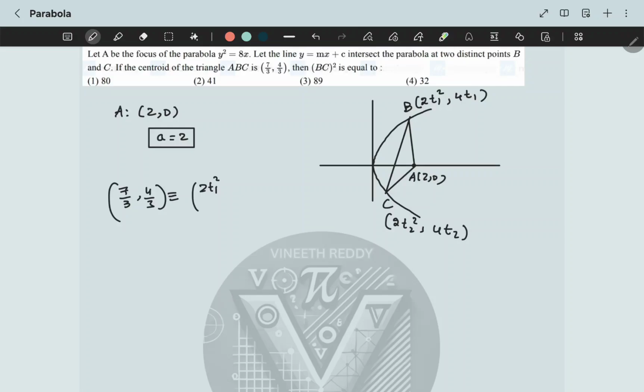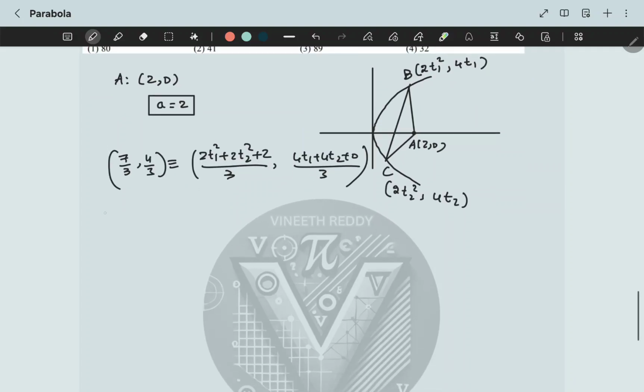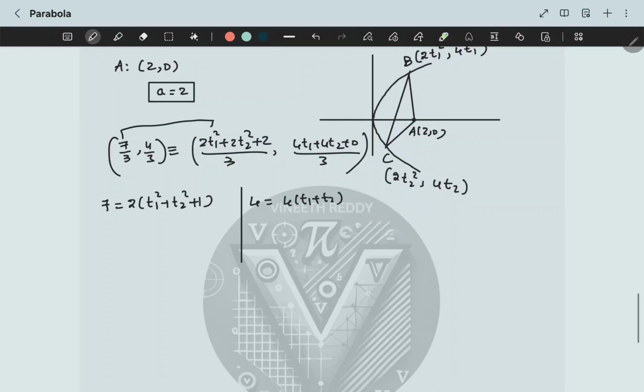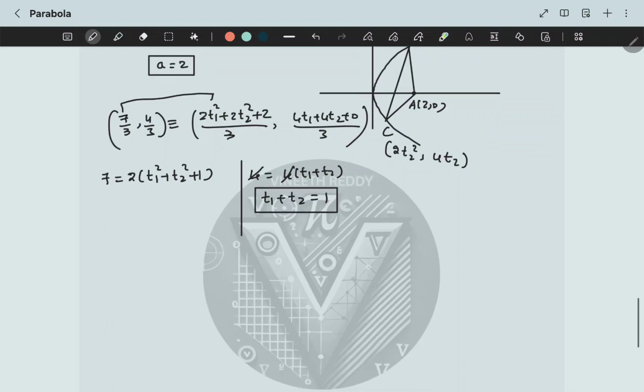The coordinates of the centroid will be (2 t1 square plus 2 t2 square plus 2) divided by 3 comma (4 t1 plus 4 t2 plus 0) divided by 3. That means we can say 7 should be equal to 2 times (t1 square plus t2 square plus 1). I hope you have understood this. I'm just comparing these two. Denominator 3 gets cancelled and 4 should be equal to 4 times (t1 plus t2). Right? That means we can say that t1 plus t2 is 1. Now we have two unknowns and two equations.